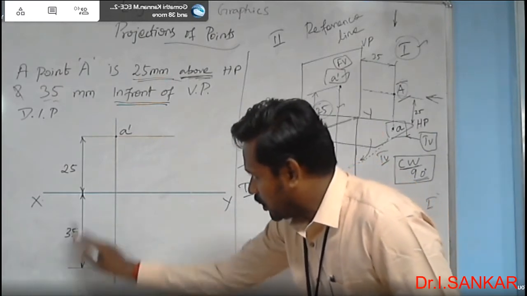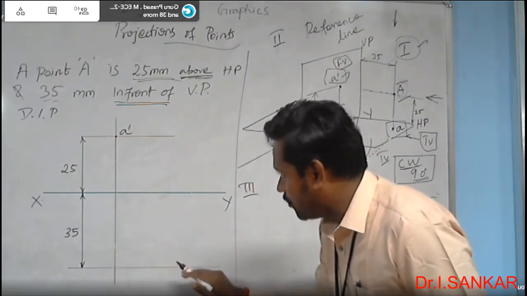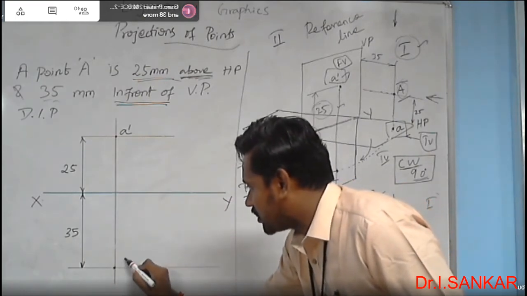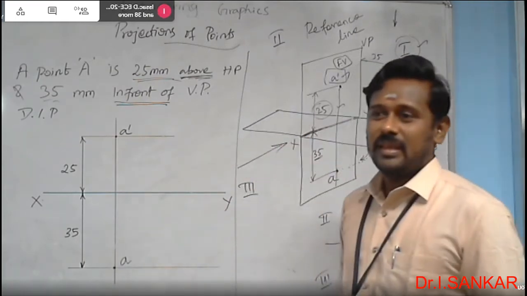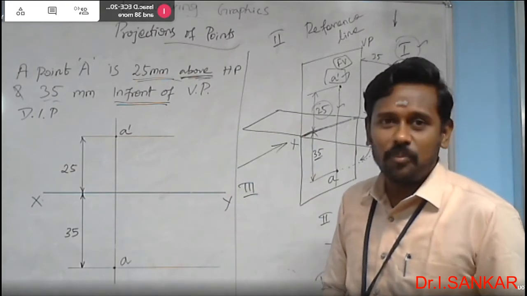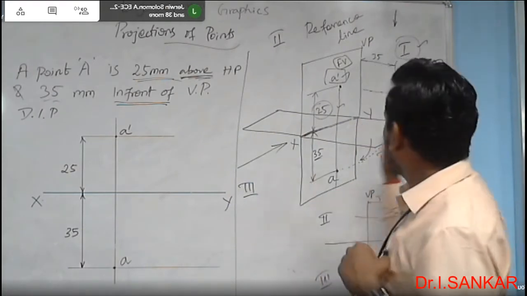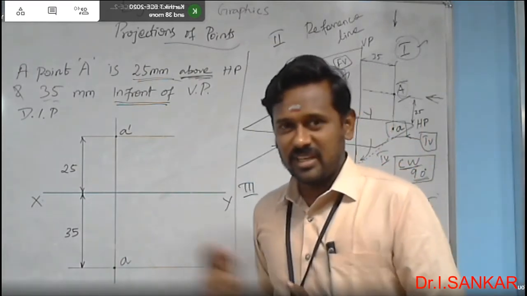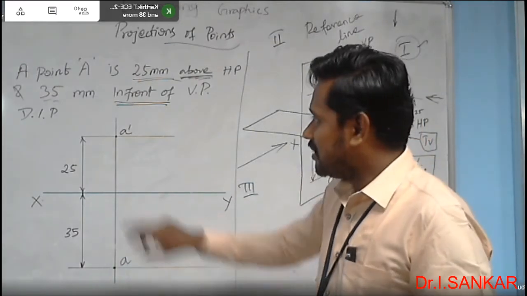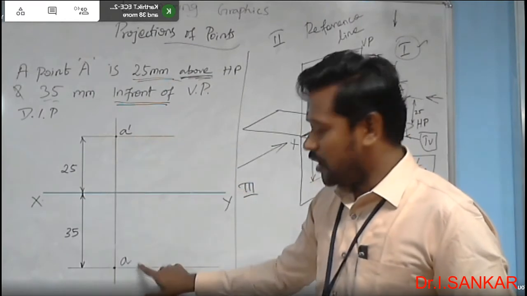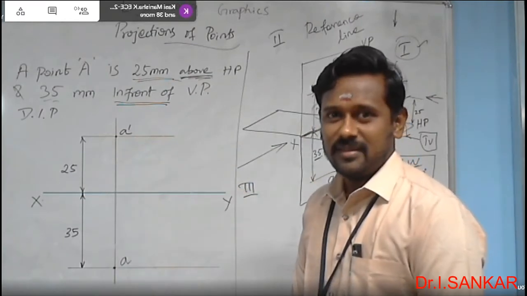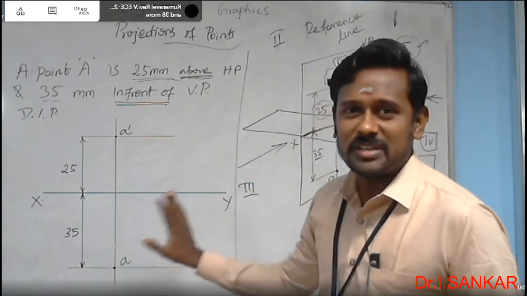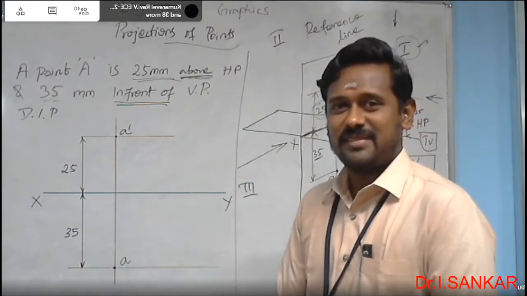So below xy 35 mm in the projector of A dash, we can mark the A. A is nothing but the top view of the point capital A. Now it's over. That's it. We just drew the front view and top view of the object with respect to the given question. This is nothing but a projection of a point.